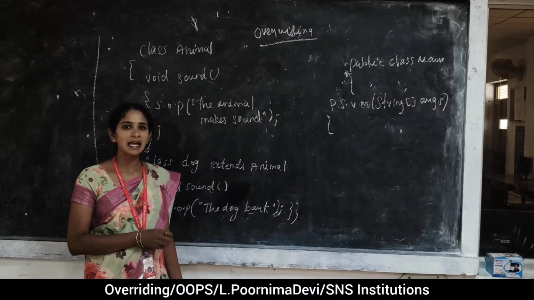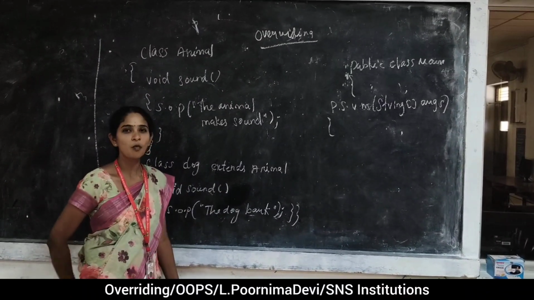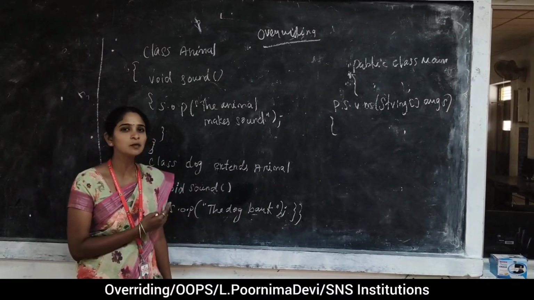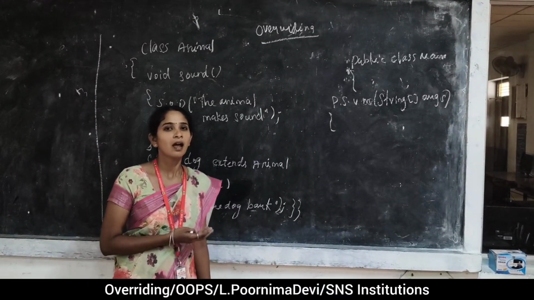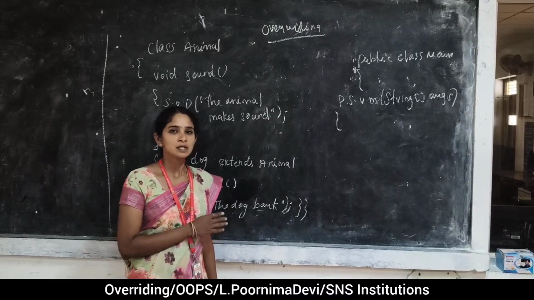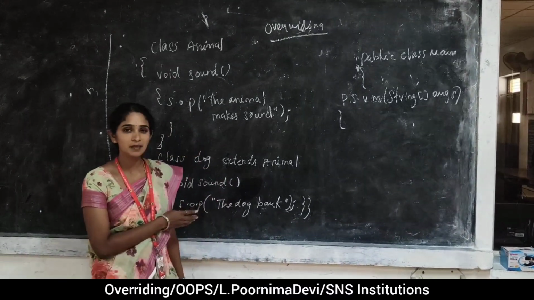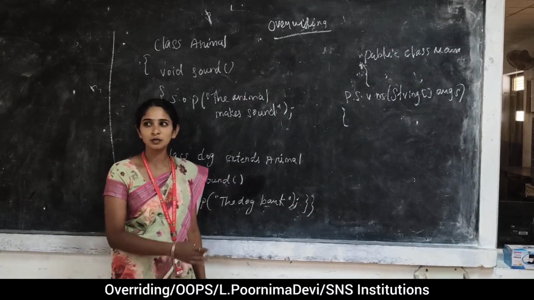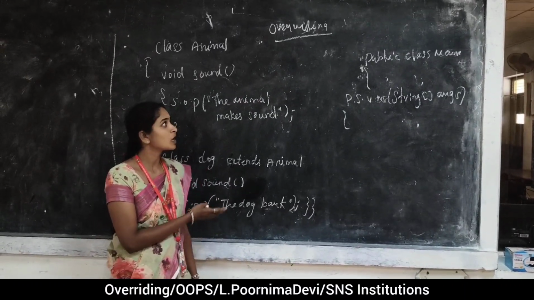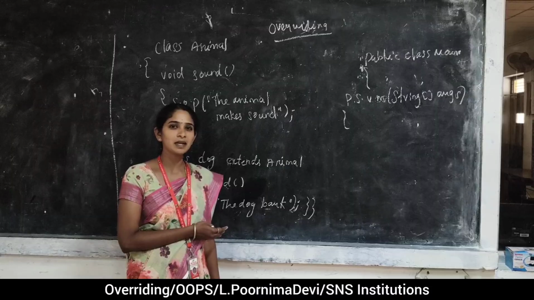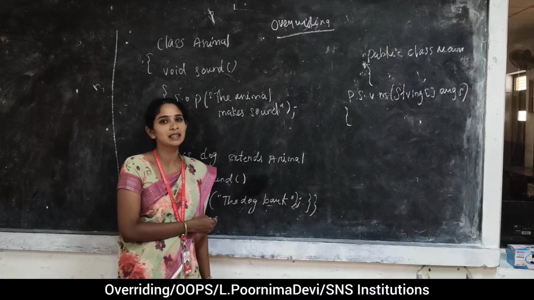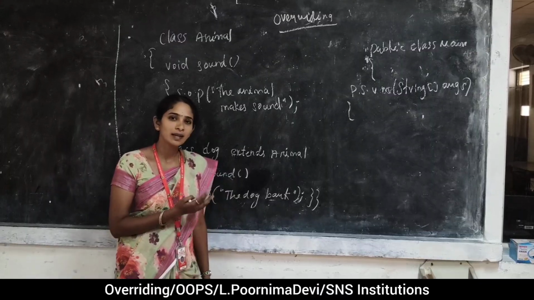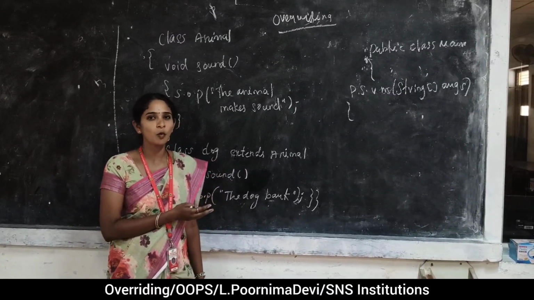So in this class I have to discuss what overriding is. In the classes I have discussed all the OOPS concepts: class, object, inheritance, polymorphism. All these OOPS concepts were discussed in the last videos. So in this class I have to discuss overriding. Overriding means we use the same method name in two different classes. So this is overriding. In the last video we saw overloading.